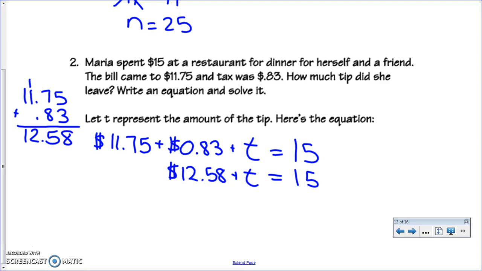So now we need to get t by itself. And because addition is commutative, we can change the order. So we're going to reverse the order of the t and the $12.58 to make it easier to work with this equation. Now we're going to subtract $12.58 from both sides to get t by itself.